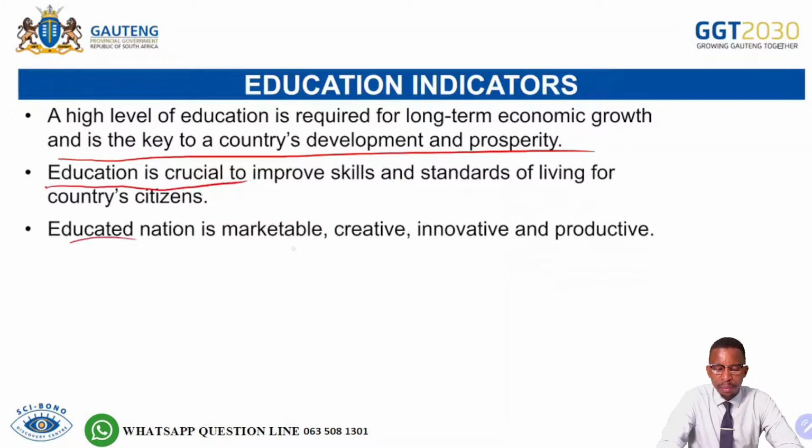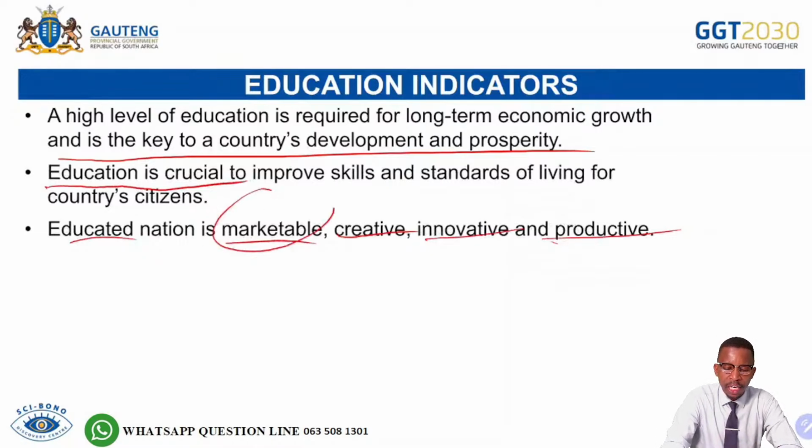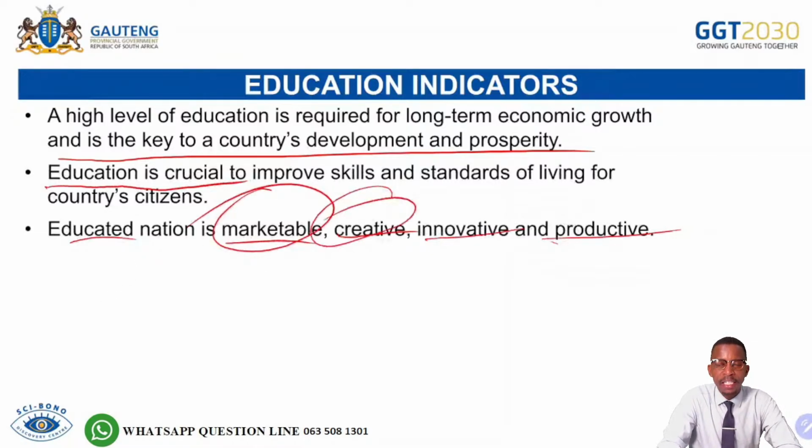Educated nations are marketable, creative, innovative, and productive. So if ever the nation is educated, those people become marketable, they can be employed easily. They are creative, they always think bigger and create new things. They are innovative, they are also productive citizens because of the high level of education.